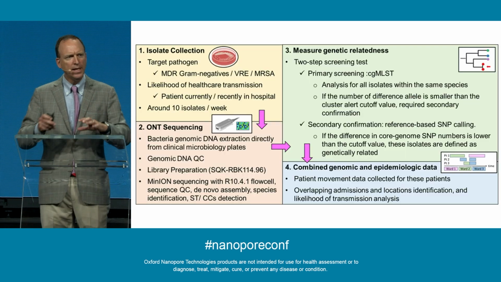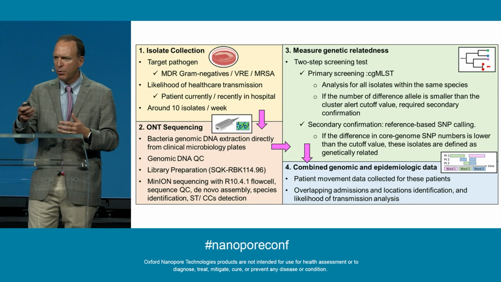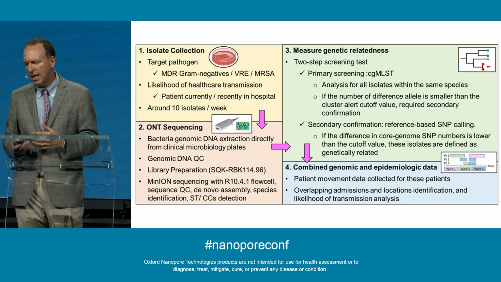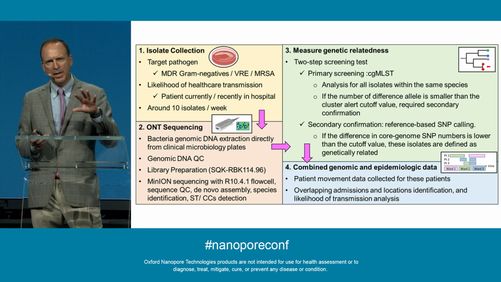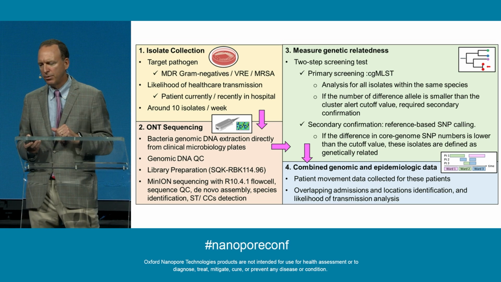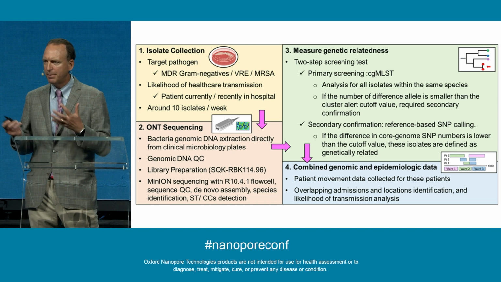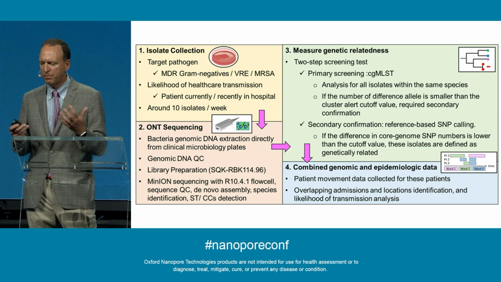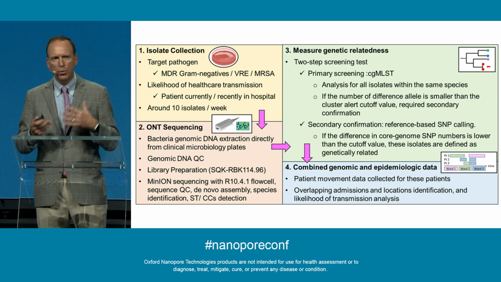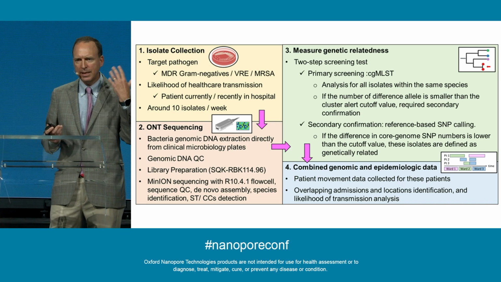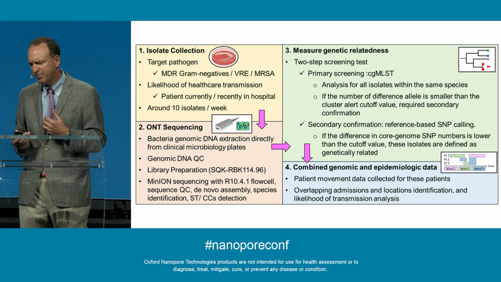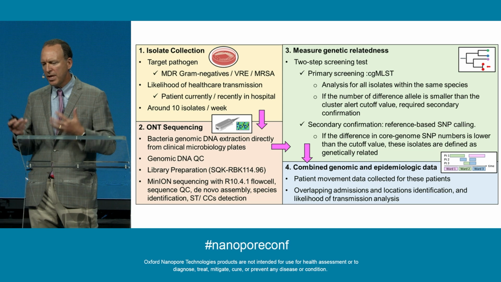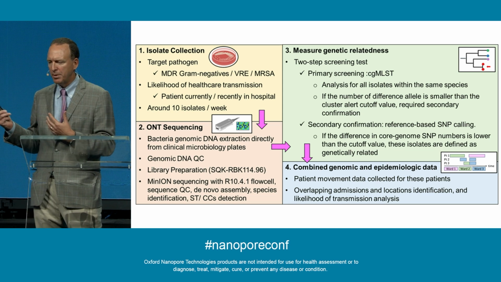So what did she do? This is the overview of the project. I'm going to go through step by step in the next couple of slides. But basically, she went down to the microbiology lab to grab plates that had target pathogens. I'm going to talk about why we focused on a couple of target pathogens. We assessed the likelihood of transmission clinically. She and I would review charts every couple of days. And she sequenced about 10 isolates a week using ONT sequencing. I'm going to go into a little bit more detail.